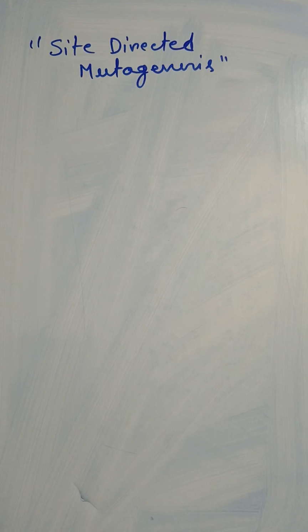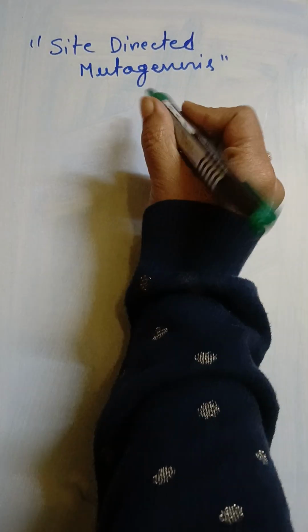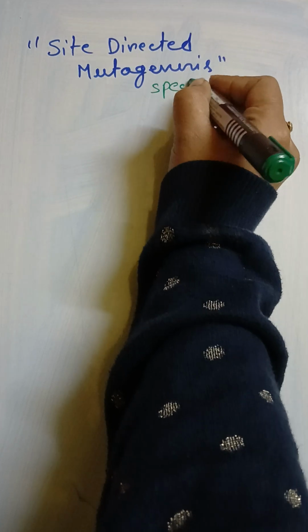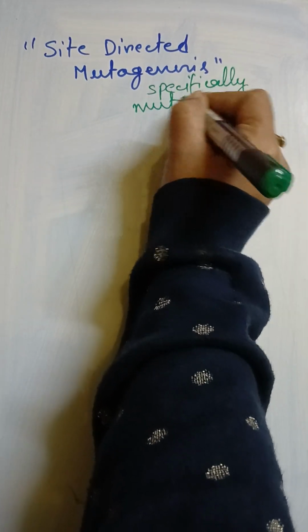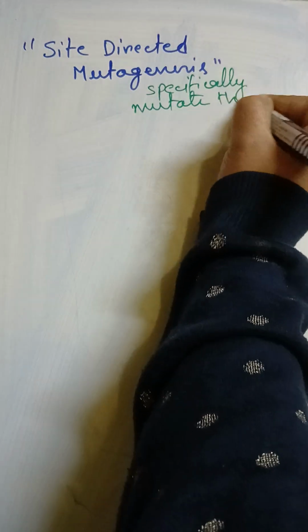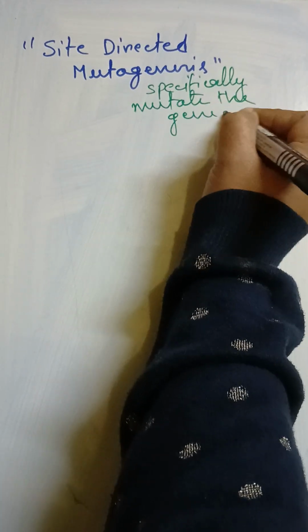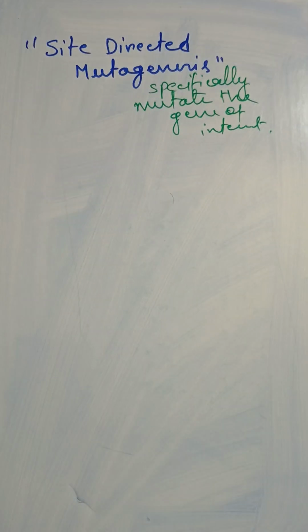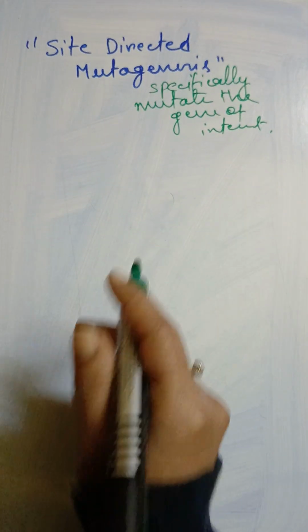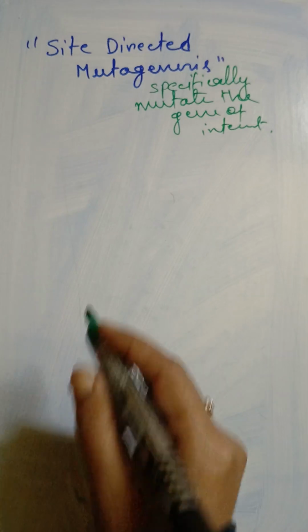So site directed mutagenesis will specifically mutate the gene of interest. Okay, it will specifically mutate the gene of interest. How? There is a process. It's a long process, but it's a very interesting thing.